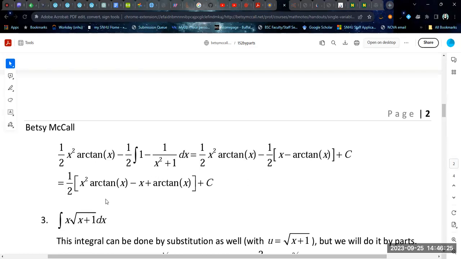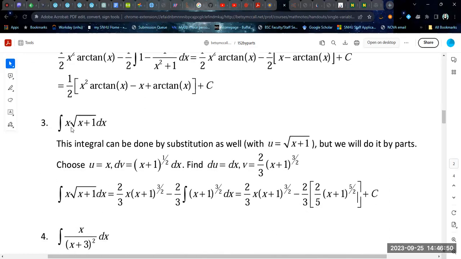So again, this is how logs and inverse trig functions typically resolve themselves. You let them be u in your formula, and then you end up with the original function and sometimes some additional terms. But arcsine and arccosine and arcsecant, they all more or less work the same way.